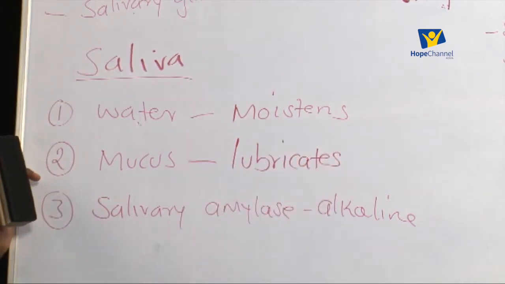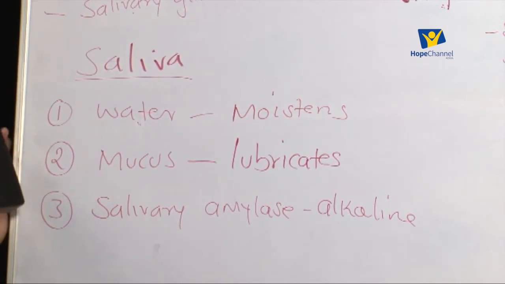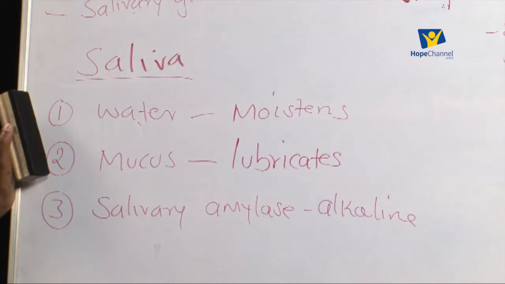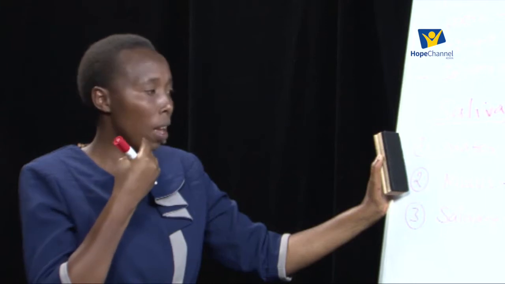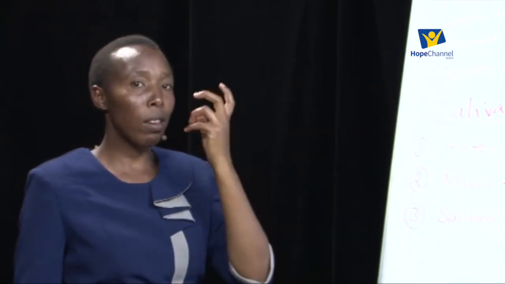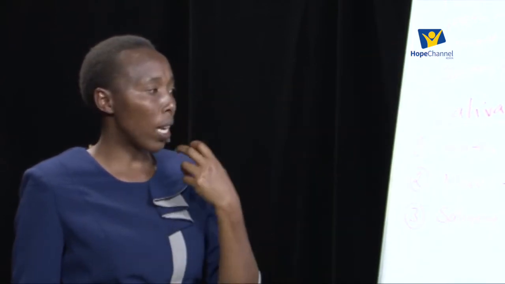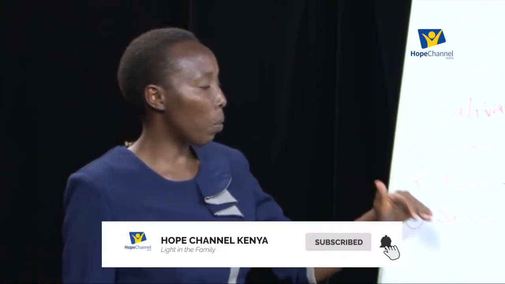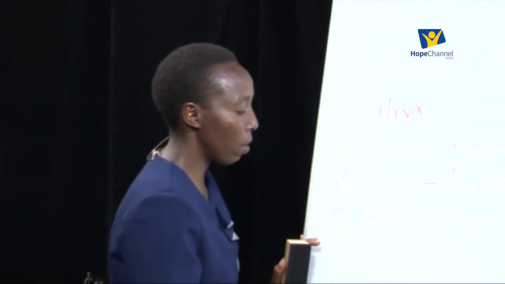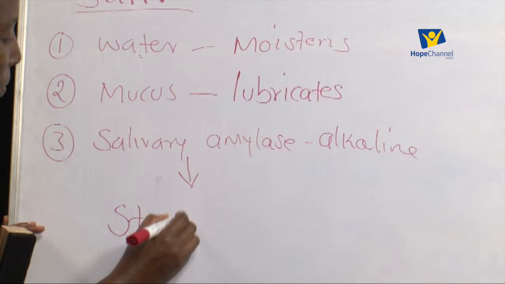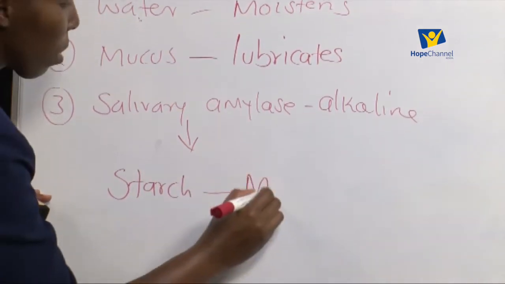Mucus lubricates the food. At the same time, it lubricates the lining of the mouth so that there is easy, smooth movement of food in the mouth. Remember we said the work of the tongue is to manipulate the food, turn the food, so that it is able to mix together with the water, mix together with the enzyme, and especially enzyme amylase is the key in this case, whereby enzyme amylase breaks down starch into maltose.